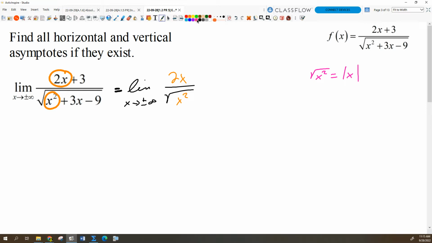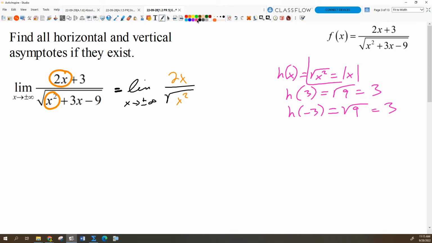What does an absolute value function do? If I input a negative number, it makes it positive. If I input a positive number, it doesn't touch it. Let's call this h of x for a second, something different. We'll probably save f of x. So if I plug in h of 3, I get the square root of 9, which is 3. If I plug in h of negative 3, I get the square root of negative 3 squared, which is also 9, which is 3. Sure enough, that makes sense. This is our definition of what the absolute value function really is. So we replace what's on the bottom then with an absolute value.